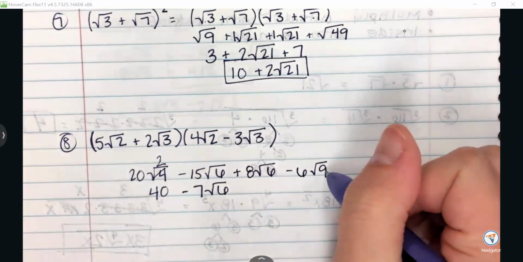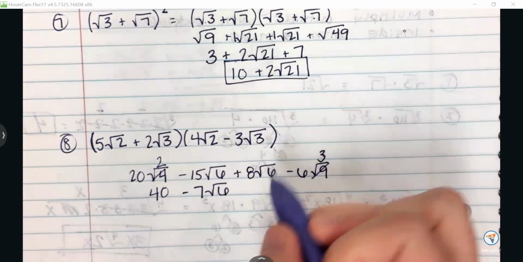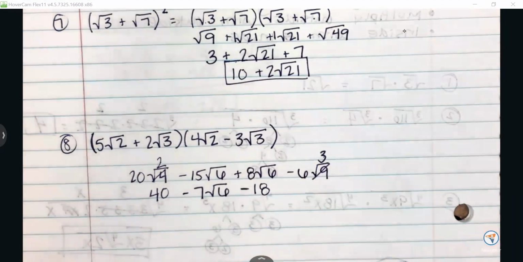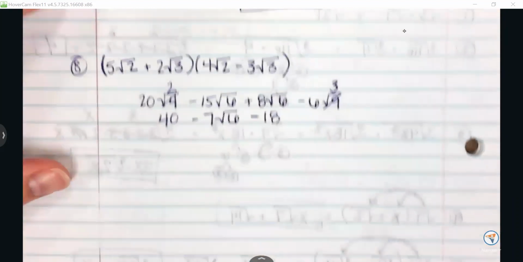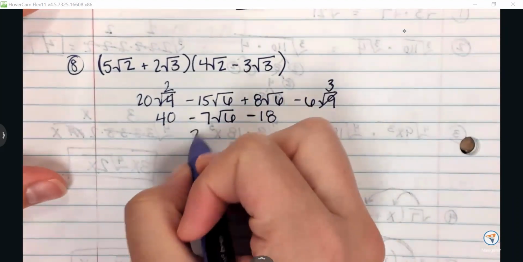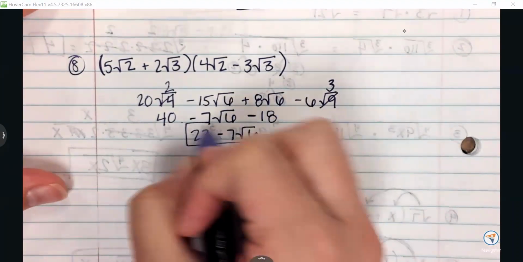And then what is the square root of 9? It is 3. So what is 3 times -6? It is -18. And then once again, combine like terms. So what is 40 minus 18? 22, and then minus 7 square roots of 6.